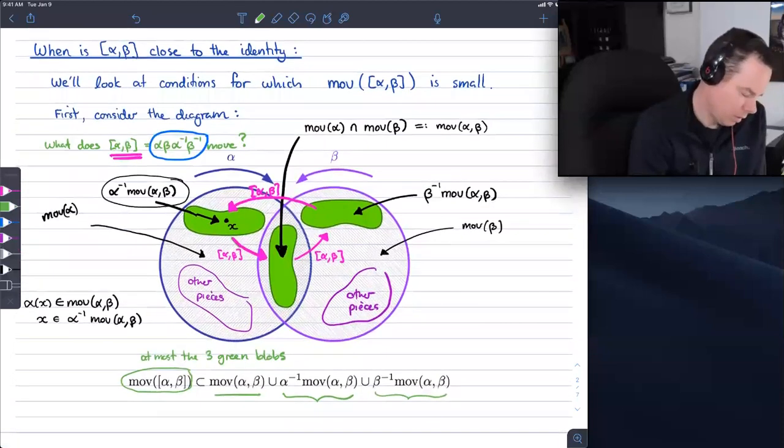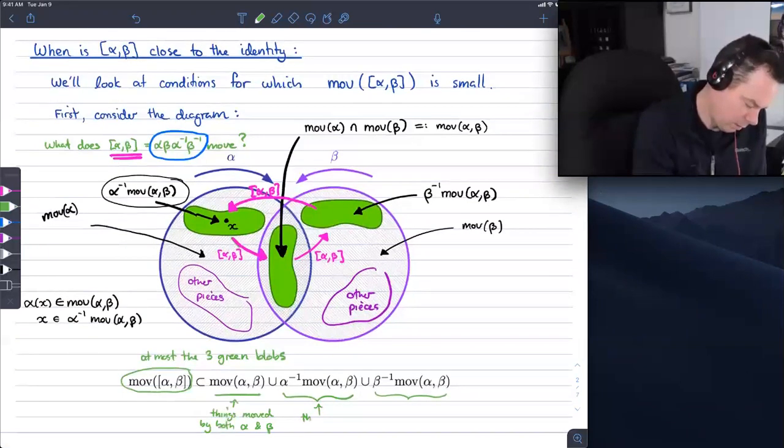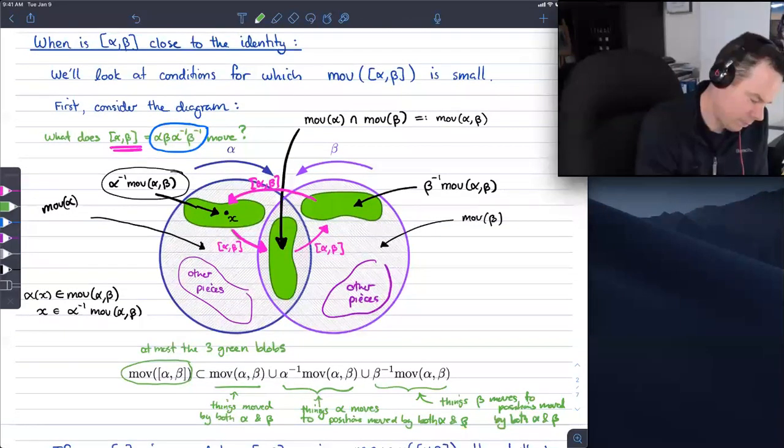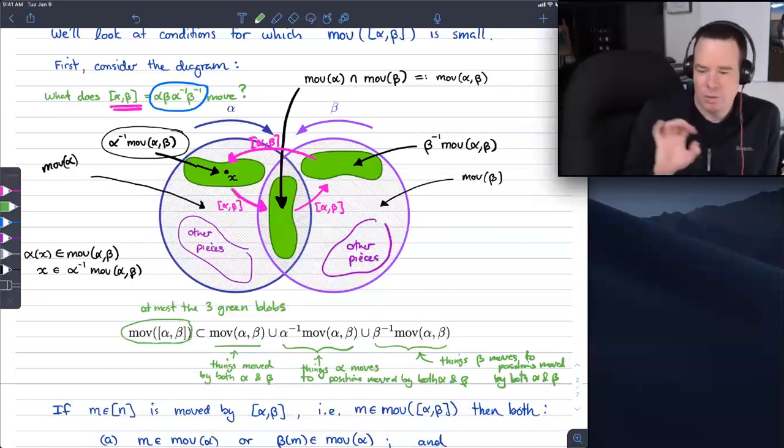Now I like to read this as follows. The move set of the commutator is the things moved by both alpha and beta. The things alpha moves to positions moved by both alpha and beta. So that's a bit of a mouthful, and we'll see what it means in a second. And then this one is the things beta moves to positions moved by both alpha and beta. Okay, so I'm just giving names for each of these green blobs.